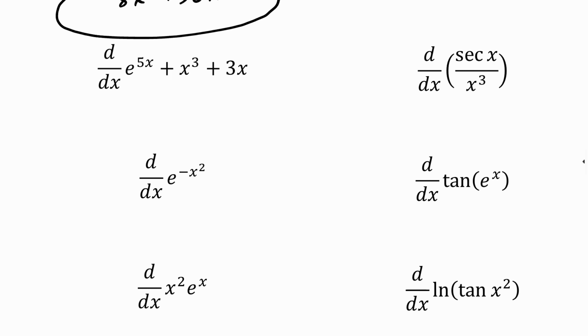All right. Next problem here. Derivative of this entire thing. Well, we can take the derivatives individually. So the derivative of e to the 5x is just going to be 5e to the 5x, right, based off the chain rule, plus derivative of x cubed, straight up use the power rule. You're just going to have 3x squared. And all you're going to do is just add 3 to that, because the derivative of 3x is just 3.